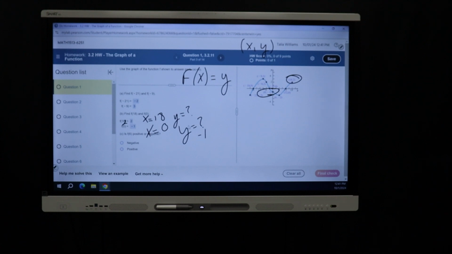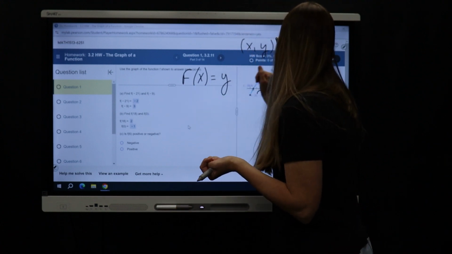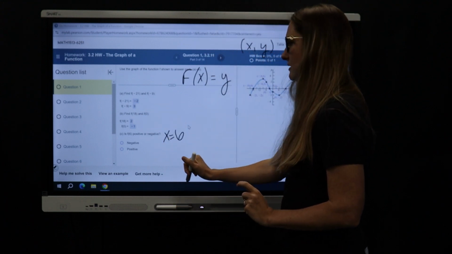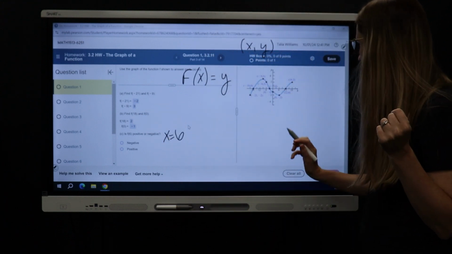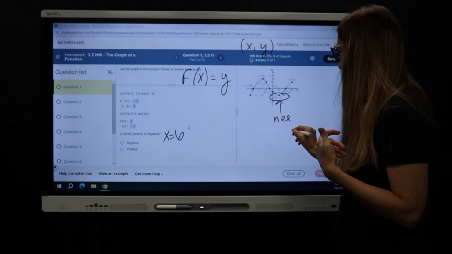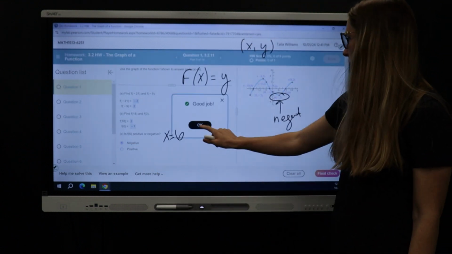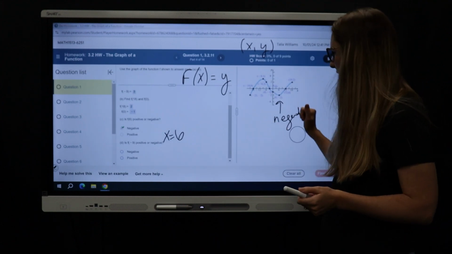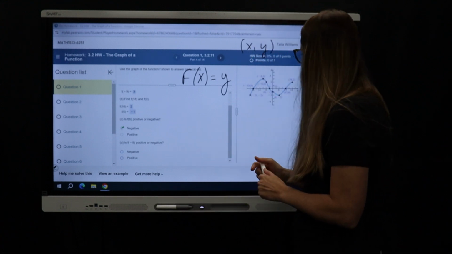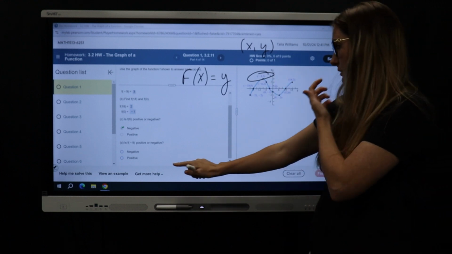Is f of 6 positive or negative? So we go to where x equals 6, and now they're not asking for the specific value, they just want to know positive or negative. So when x is positive 6, this is negative, so that would be negative. Okay. Is f of negative 9 negative or positive? So when x equals negative 9, y is positive.